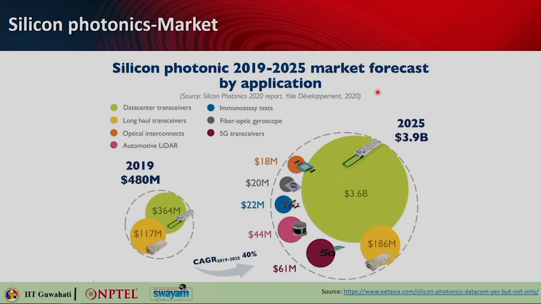Here we can also show you the component wise breakdown. In 2019 the main market was focused on data center transceivers and long haul transceivers, but now you can see with the requirement of 5G technologies and automotive driverless cars, new technologies are getting into consideration. By 2025 you can see optical interconnects, LiDAR technology, then sensing, immunoassay tests, fiber optic gyroscope and 5G transceivers, they are also going to grow equally.